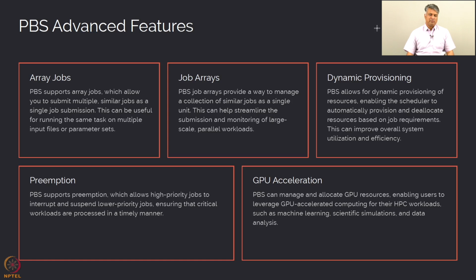PBS, similar to SLURM, has advanced features where it supports array jobs, which allow you to submit multiple similar jobs as a single job submission. This is very useful in the case of the same task that needs to be run on multiple input files, or you want to do parameter sweeps.